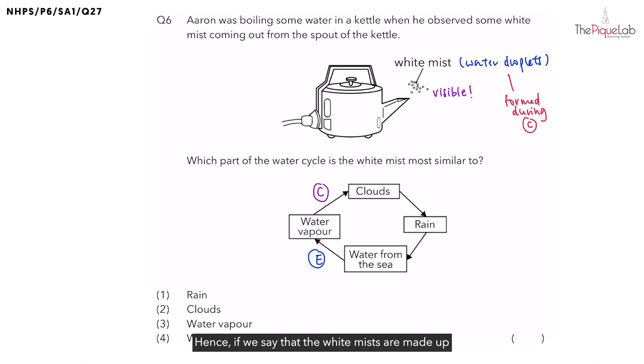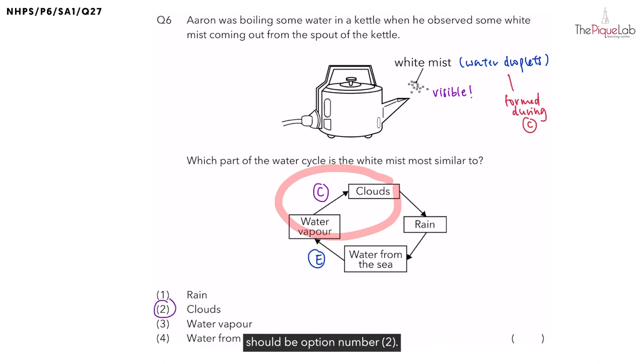Hence, if we say that the white mists are made up of tiny water droplets and are formed during condensation, I should focus on this part of the water cycle. Which part of the water cycle should I then choose? Is it the water vapor or clouds? I should choose the clouds, since both the clouds and the mist are made up of water droplets. So with that, the answer for this question should be option number 2.